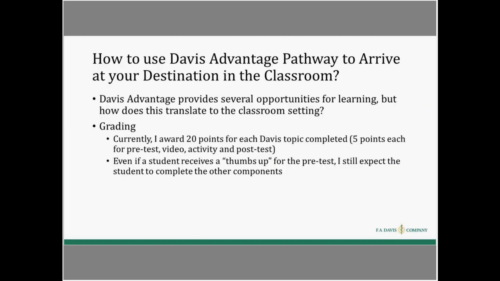So all of this is great, but you're also wondering how to incorporate this into your classroom. I just want to point out what I do. There are 4 things associated with every Davis topic: pre-test, video, activity, and post-test. I award 20 points, 5 points each for each of those things that are completed. Even if a student receives a thumbs up for the pre-test, I ask them to complete everything. It's a quick, easy way to give some points for completing this work. That's just my suggestion.